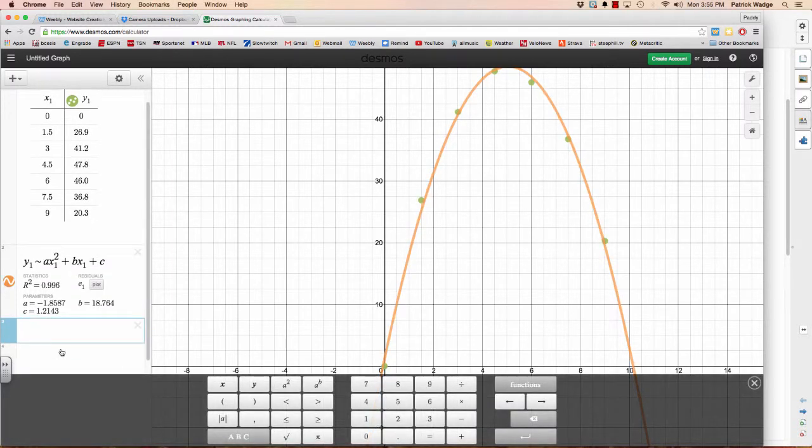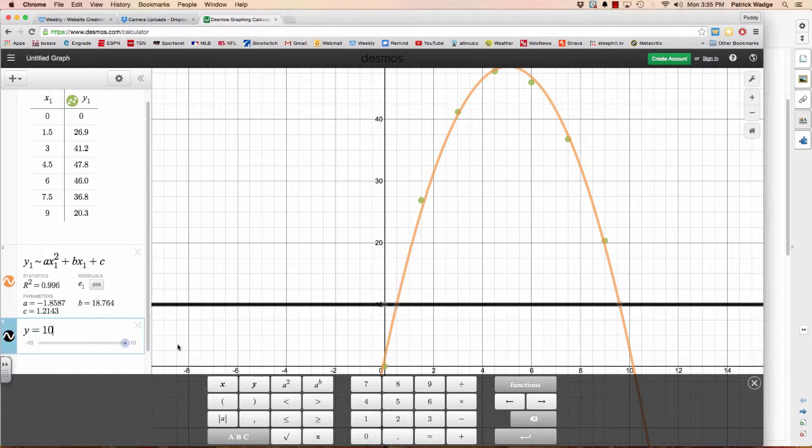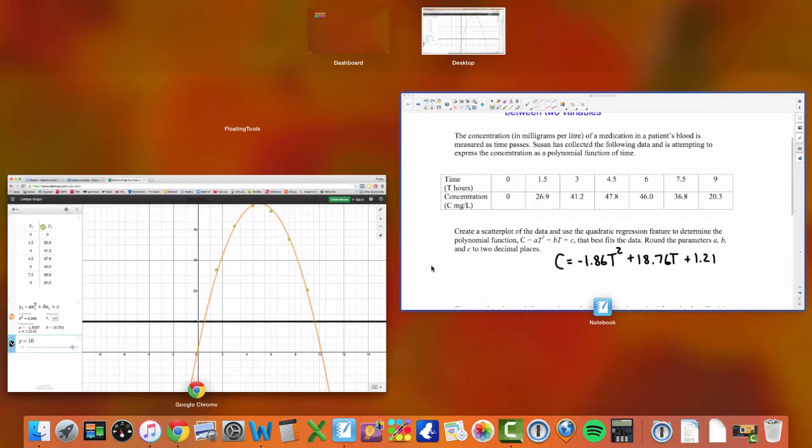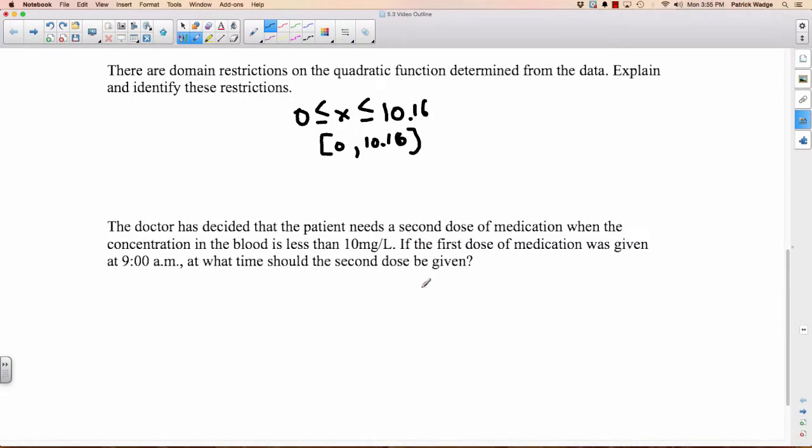So remember how we do this? We actually plug in here y equals 10, and we'll get a horizontal line. There it is. Now there's two places it intersects. Here's one of them. Is this of interest to us? Not so much, because the medication is still increasing here. So this is fine. What the doctor's concerned about is when it drops below, which is right here. So at this point right here, this is when the doctor figures you need another dose. And when does that happen? It happens after 9.6 hours. So your answer is 9.6 hours later.